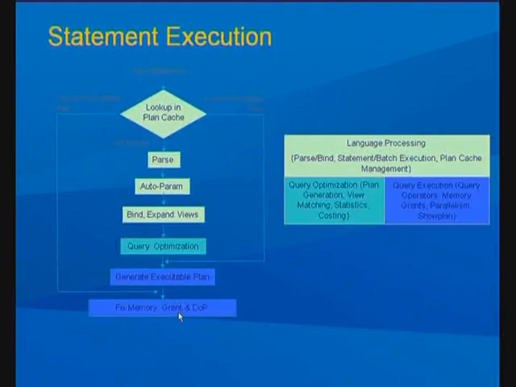Fix up the memory grants and the degrees of parallelism. If you have a parallel processor and SQL Server decides that it's worth it, it will always generate two plans, one for parallelism and one without parallelism. And it chooses at the very last minute the degree of parallelism based on which of the processors are being used, how many are being used, and so forth. So that's the next thing it will do.